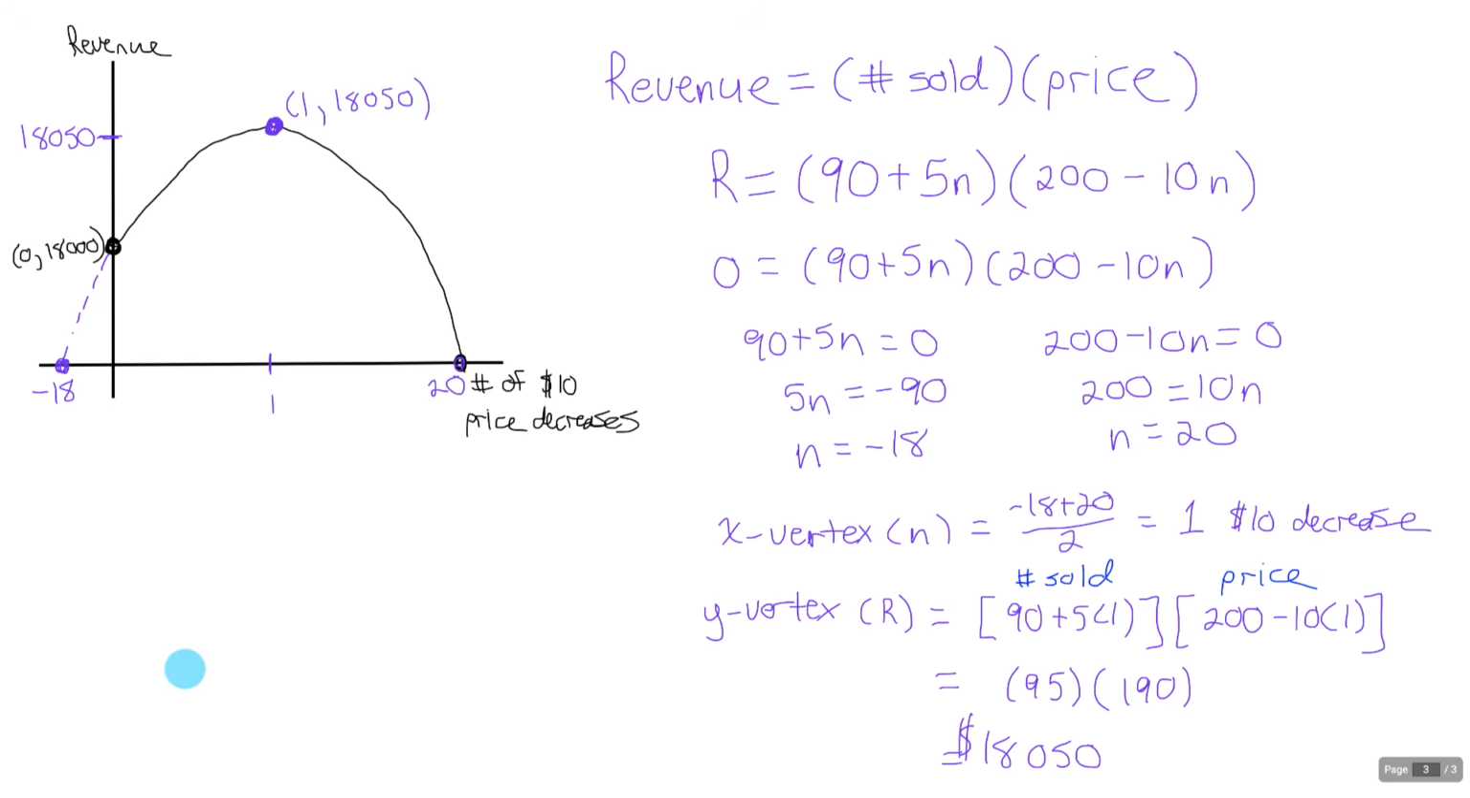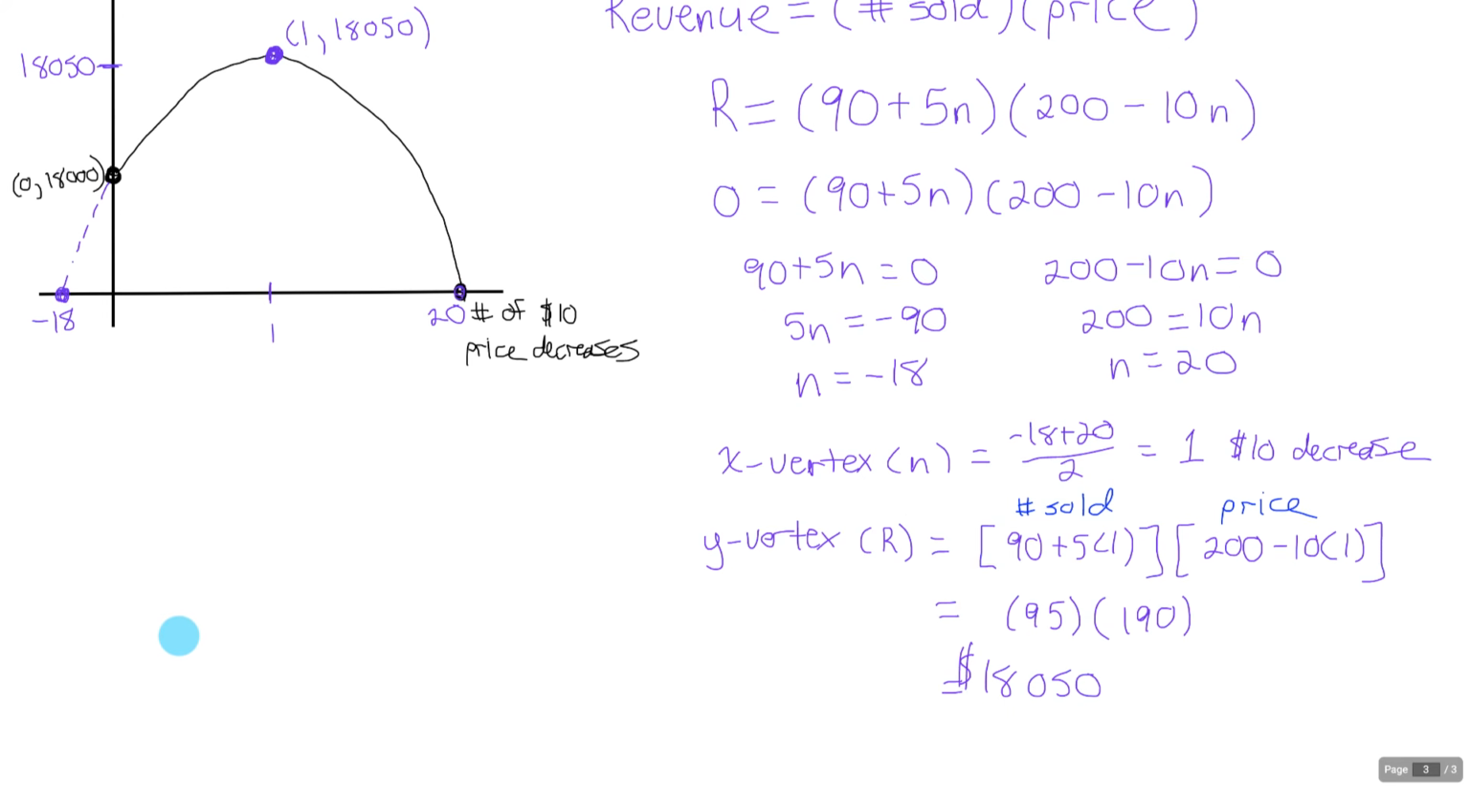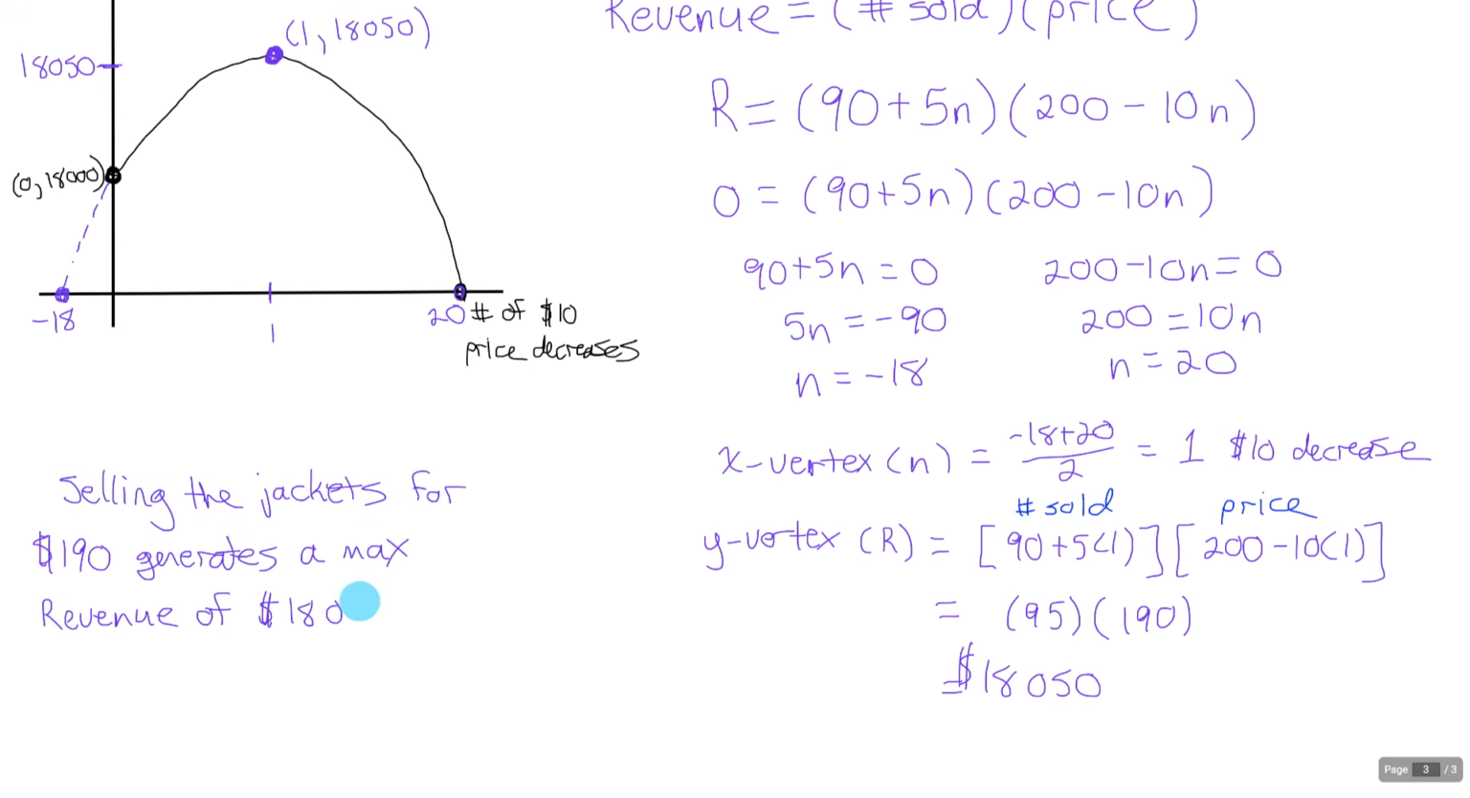So with all this information, I should be able to answer the original question. What does it ask? It says, what price should they sell the jackets for in order to obtain a max revenue, and what is the max revenue? If we look at my calculations, the price that generates the max revenue is $190, and the max revenue is $18,050. Selling the jackets for $190 generates a max revenue of $18,050.